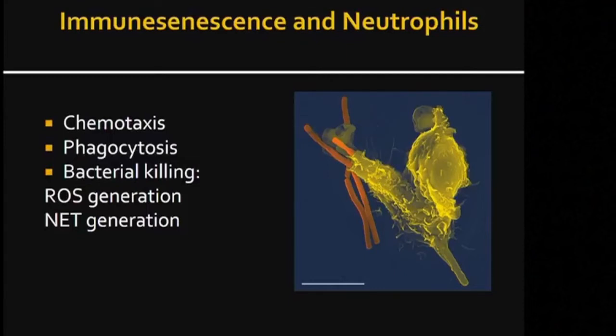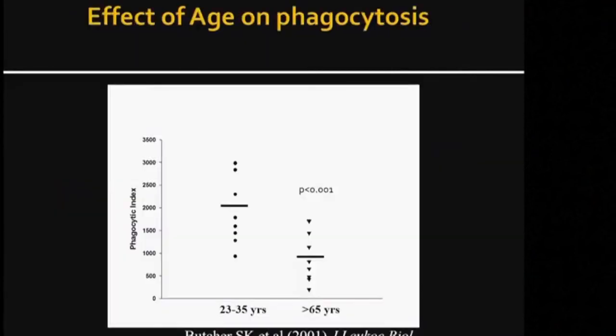They can generate reactive oxygen species intracellularly and kill intracellularly. And we now know that they can also kill extracellularly. So they can release their nuclear DNA extracellularly. This is then peppered with proteases and histones that help to immobilize the bacteria and may even in some cases kill the bacteria. So what happens with age?